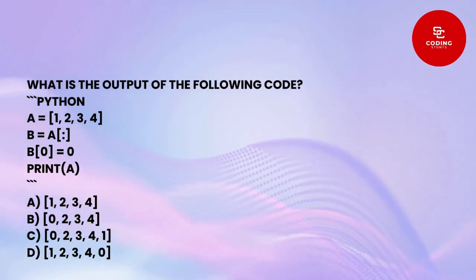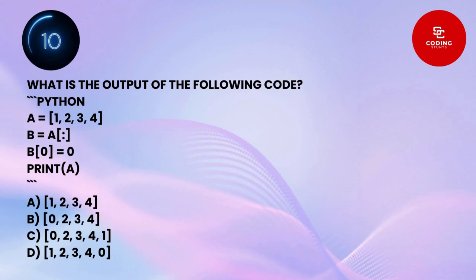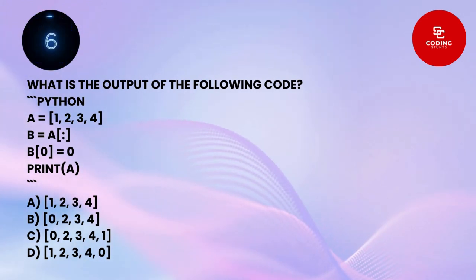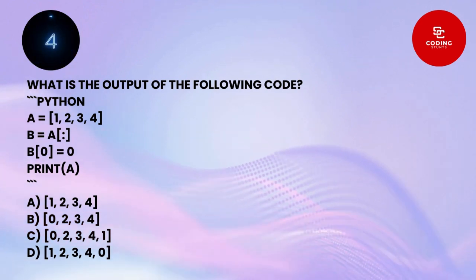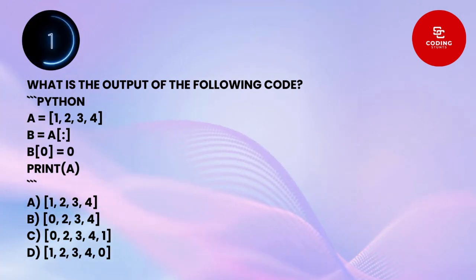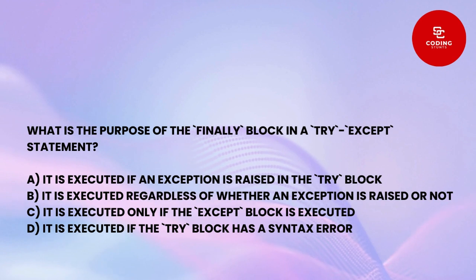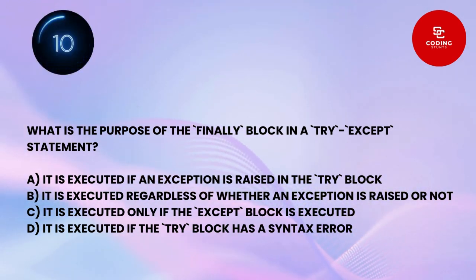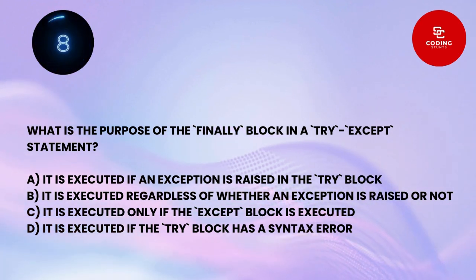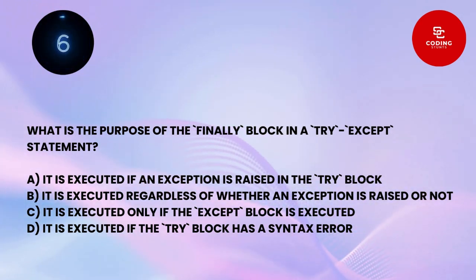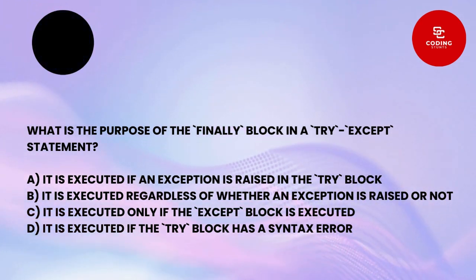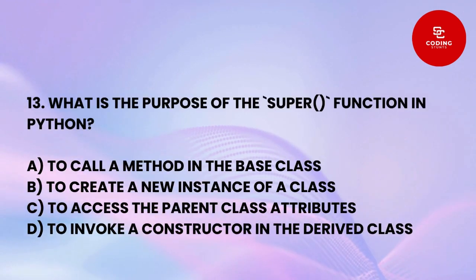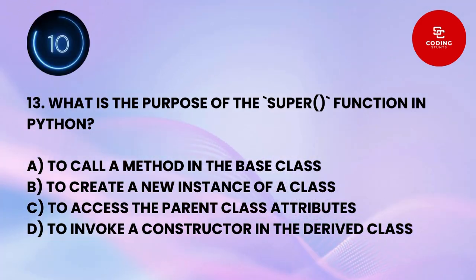What is the output of the following code? What is the purpose of the finally block in a try except statement? What is the purpose of the super function in Python?